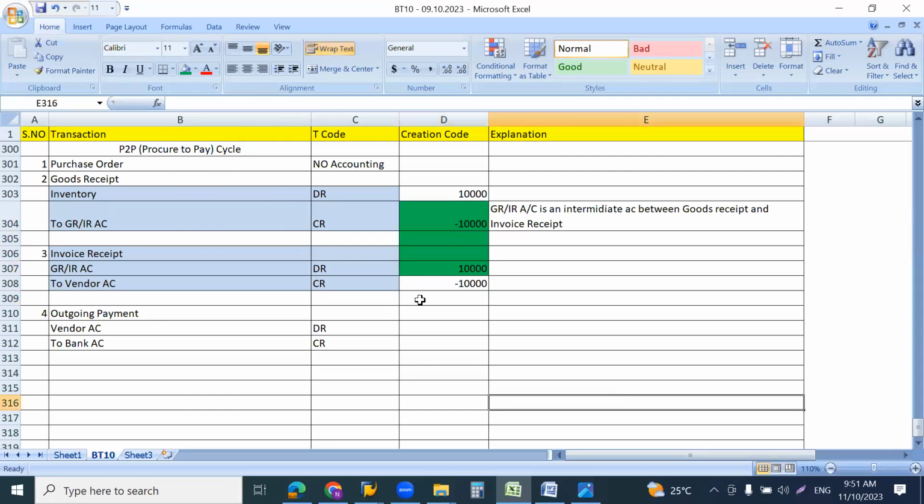And when you are making payment, the vendor will be debit and the bank will be credit. Now again your vendor will become 0. So what is your final transaction?